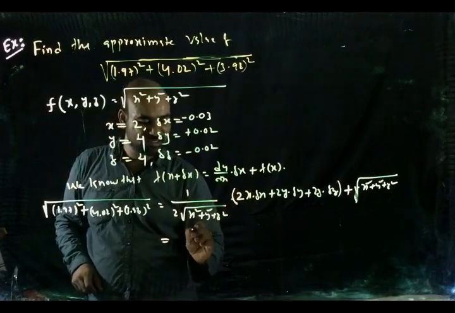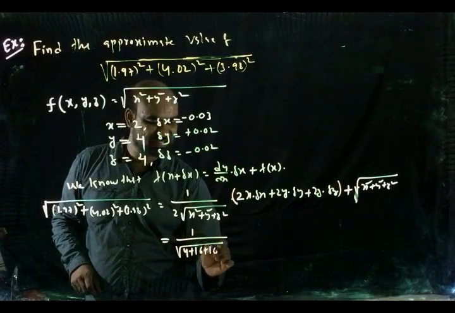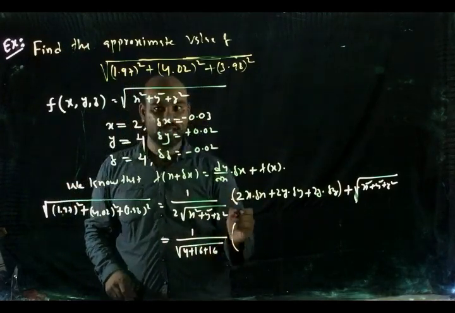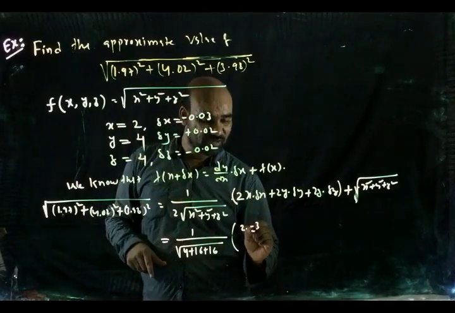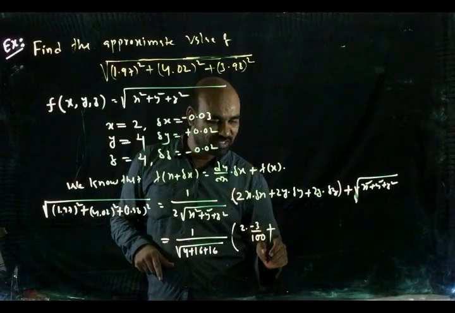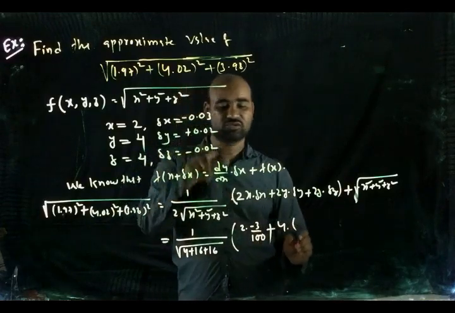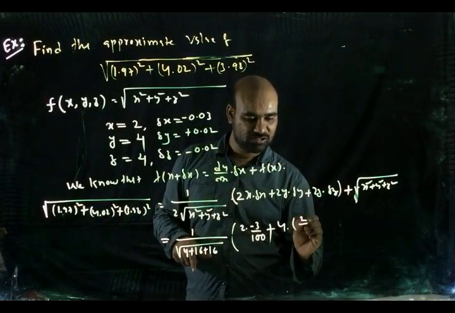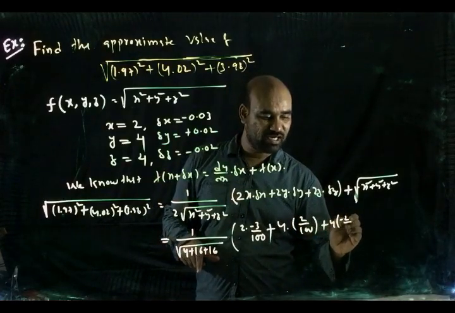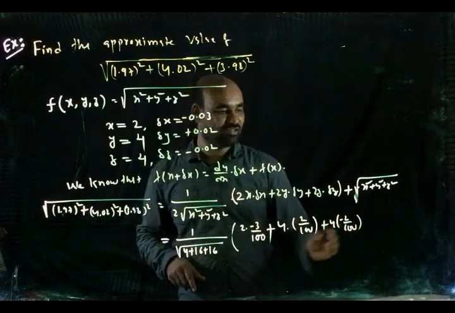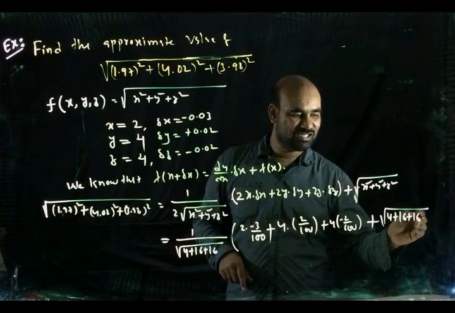2 taken term cancelled. 1 by root over 4 plus 16 plus 16. Okay, 2 on x means here what? 2 into delta x means minus 3 by 100 plus y means 4 into delta y means 2 by 100 plus 2 by 100 plus 4 into minus 2 by 100, okay, plus root over 4 plus 16 plus 16.